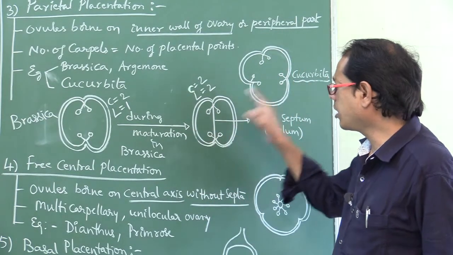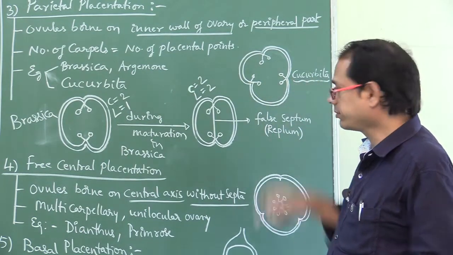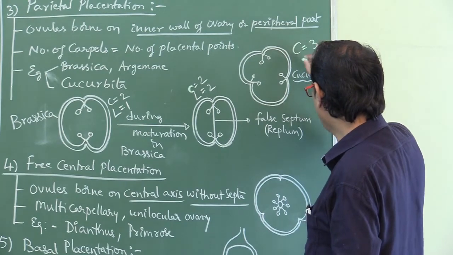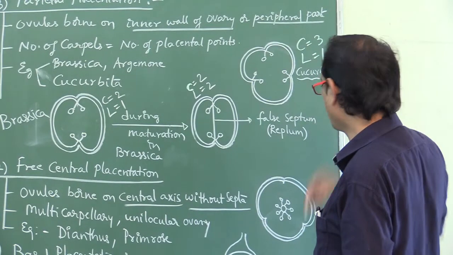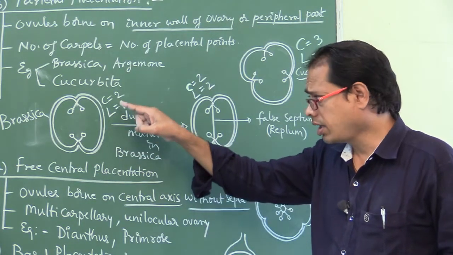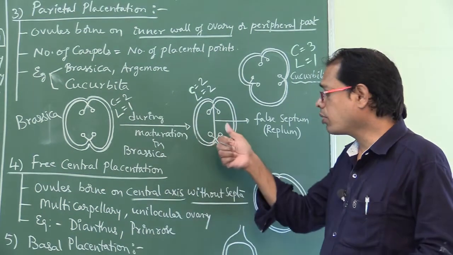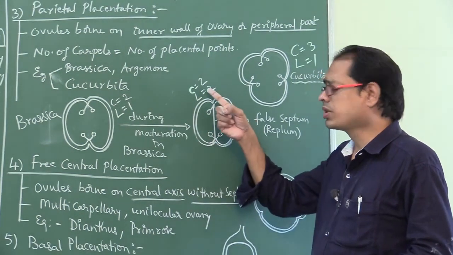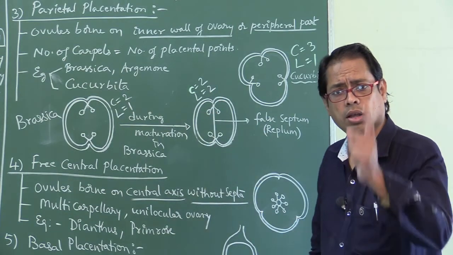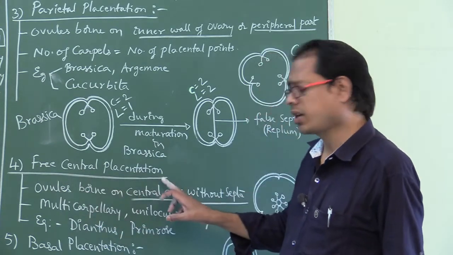So try to understand, my dear students. In Cucurbita, number of carpels 3, number of locules 1. In Brassica, the young ovary contains carpels 2, locules 1. The mature ovary has carpels 2, locules 2. False septum is found in Brassica or Argemone. Next, free central placentation.